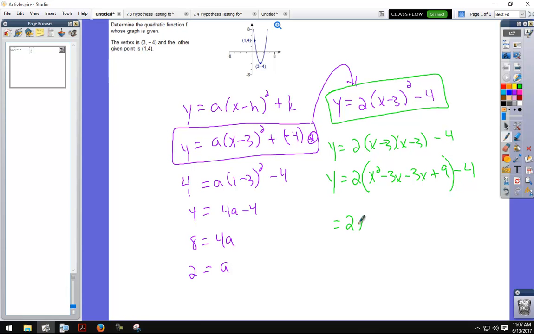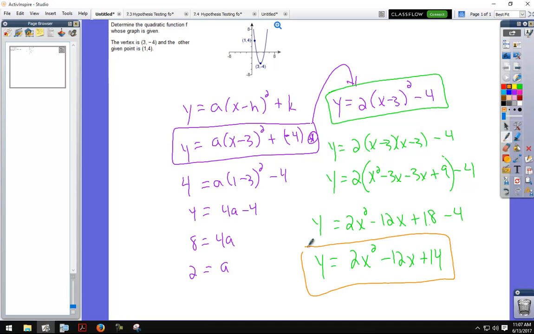So I'm going to get 2x squared. This is negative 6x, so I get negative 6x times 2 is negative 12x. And then 2 distributes in here to the 9, and I get 18. So the expanded version, the standard form of the parabola, is 2x squared minus 12x, and then 18 minus 4 is 14. And there's my final answer for my parabola.